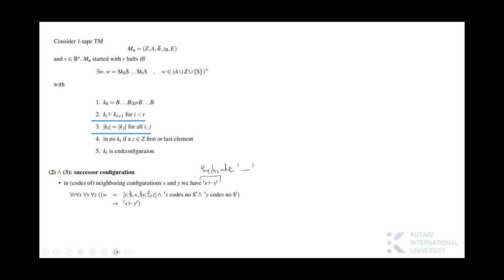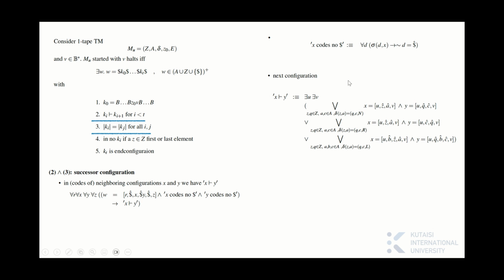So I'm here now, such that X codes no dollar. That means X is completely a configuration. Y codes no dollar. That means Y is a configuration. And Y is a successor configuration of X. But now I have to say all this in elementary number theory. How do I do this? X codes no dollar is easy, because for any D, if D codes one symbol in X, that one symbol is not a dollar. Same thing with Y. And this is where we stopped. Y is a successor configuration of X is very easy.